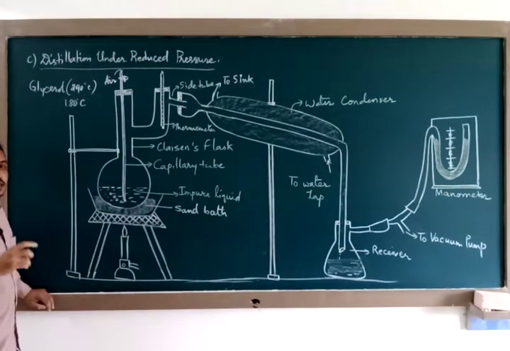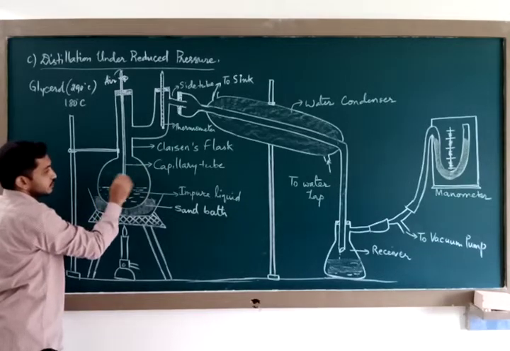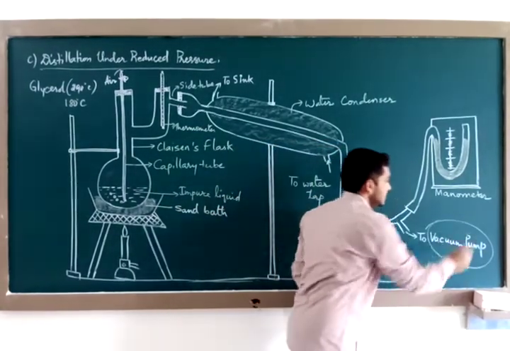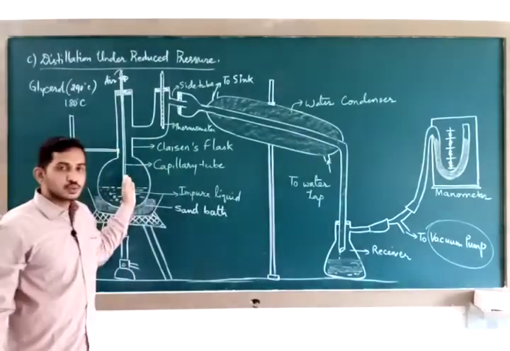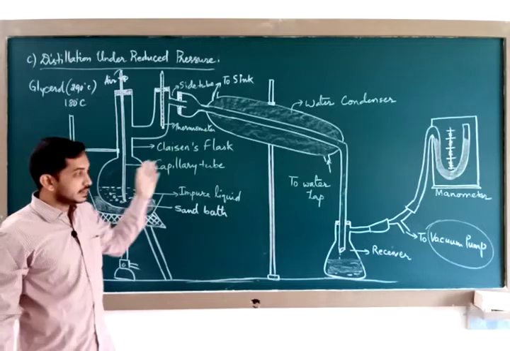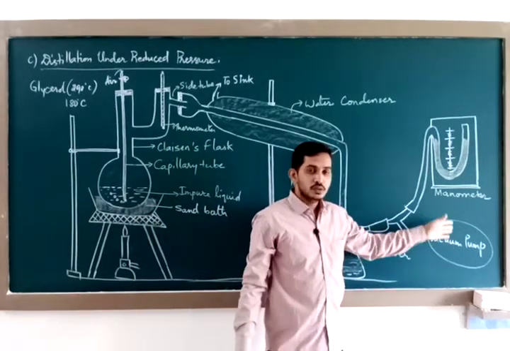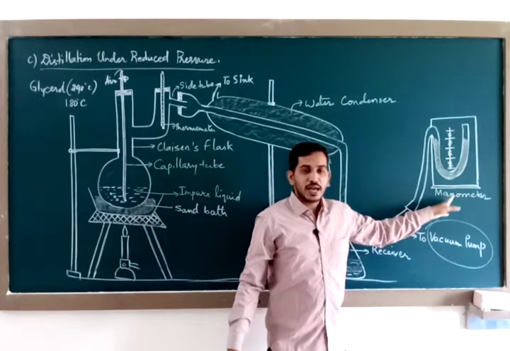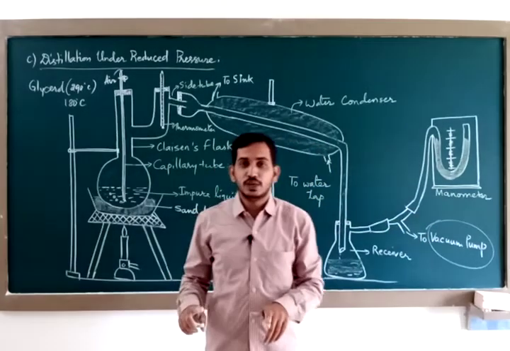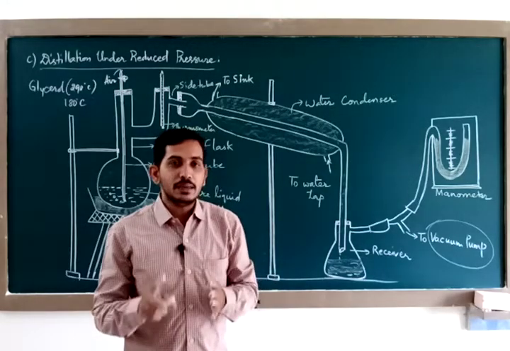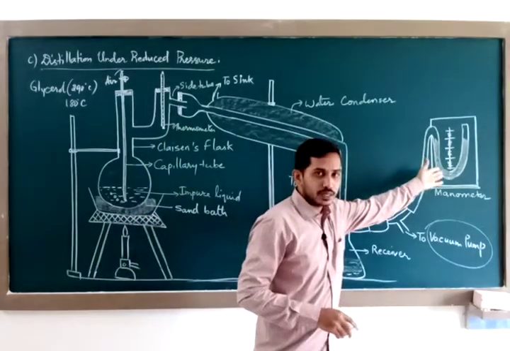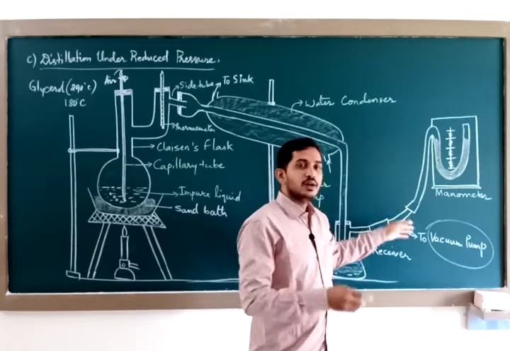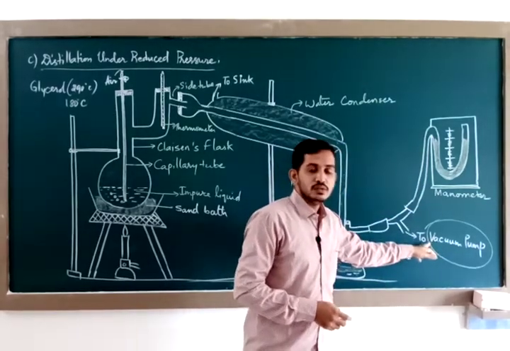That is one job. The second is that the pressure inside the Claisen's flask is regulated by means of the vacuum pump. The purpose of the vacuum pump is to reduce the pressure inside. The pressure inside the Claisen's flask is checked by an instrument called a manometer. The manometer helps in regulating the pressure. What pressure do we need? That pressure is maintained by the manometer. You can check the level of the pressure from the manometer, and for increasing or decreasing the pressure you need to use the vacuum pump.